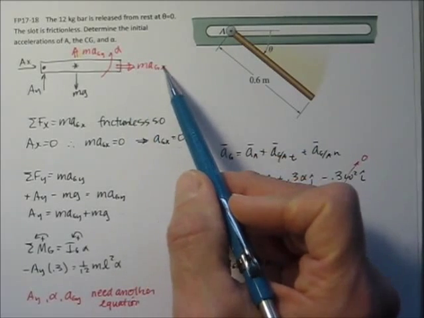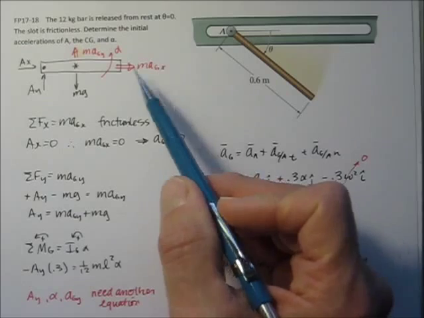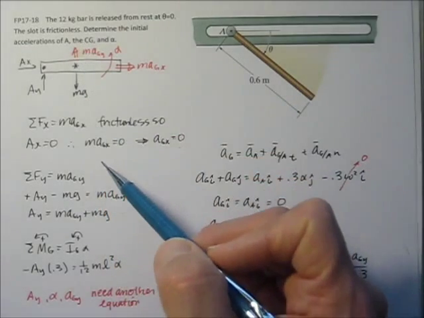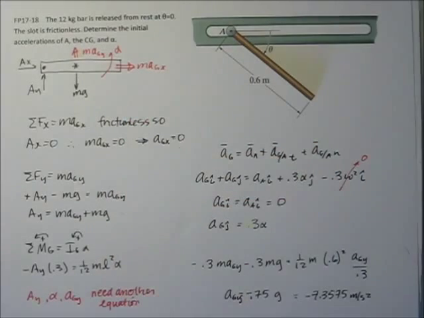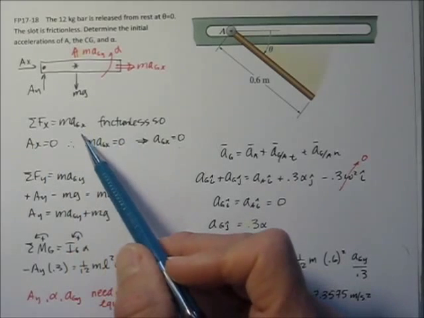So I'm going to say mass times acceleration of g in the x direction is that way, mass times acceleration of g in the y direction is that way, and positive alpha is going in the counterclockwise direction by convention. So let's sum the forces in the x and see what we get.